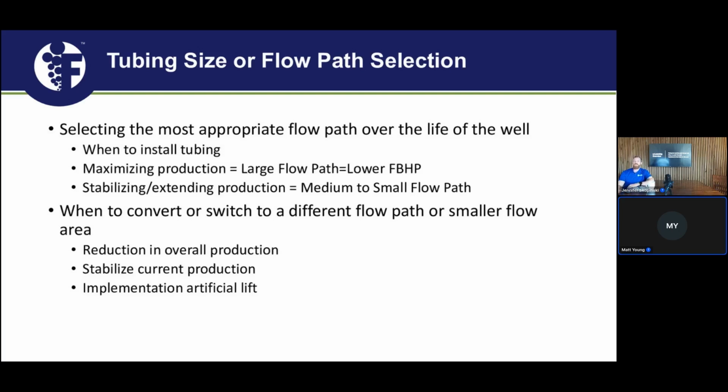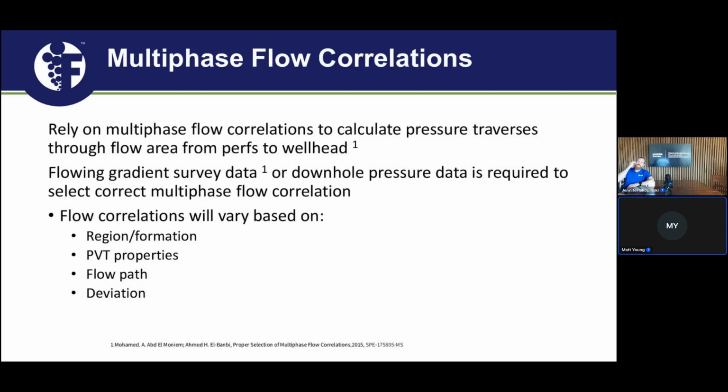So really, things I wanted to share with you guys today, and really go over these topics. So a few things to touch on: anytime we're looking at flow path review, or I guess I should say more of a hydraulics review, one of the biggest key components within all that is understanding your multi-phase flow correlation. So that multi-phase flow correlation helps calculate those pressures throughout the wellbore based off of that flow area that we define for the well.